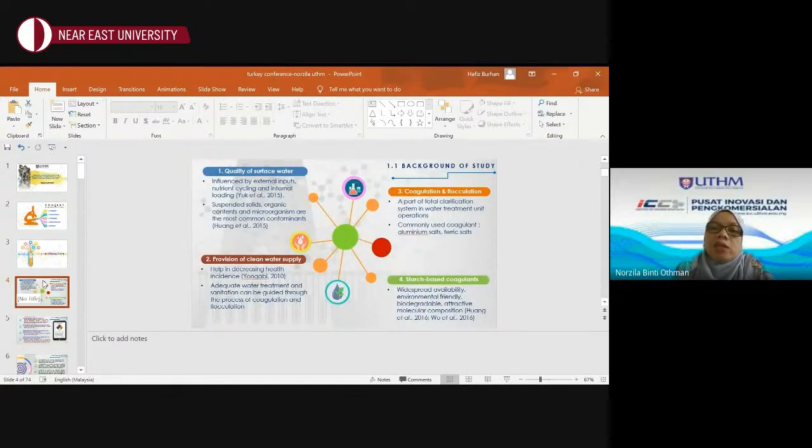Why did we study this research? Firstly, Malaysia depends very much on surface water for water treatment. But unluckily, surface water is highly polluted by suspended solids, organic content and also microorganisms. Due to the high provision of clean water supply, the source water should be well treated. One of the possible solutions to treat the water is through coagulation and flocculation process. In this research, basically we are focusing on using starch-based coagulant for treating the water.